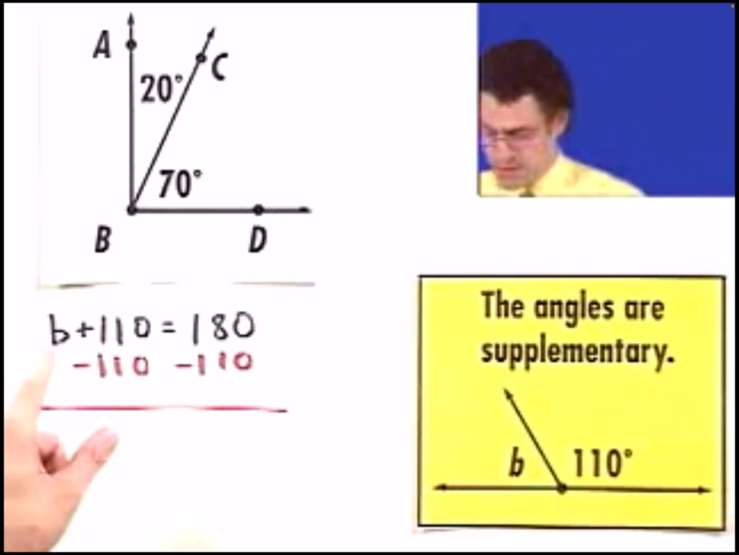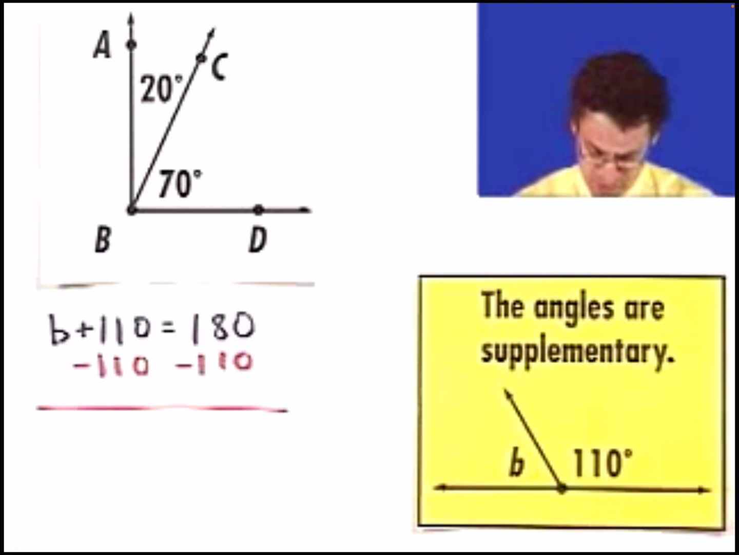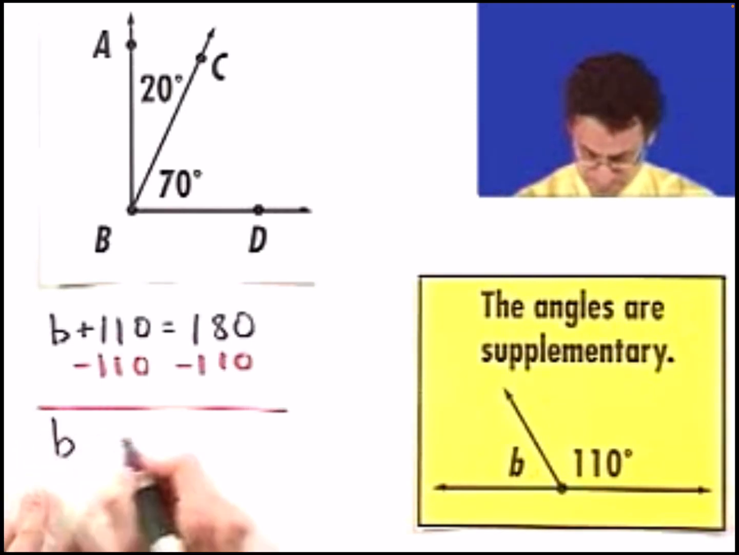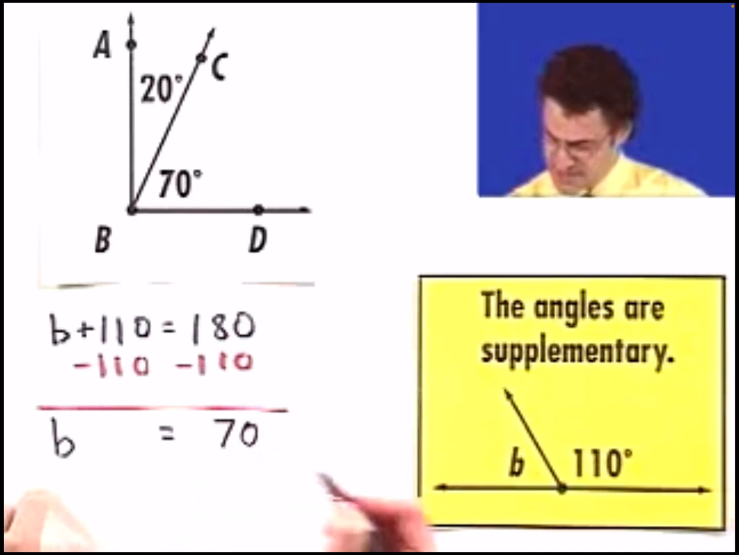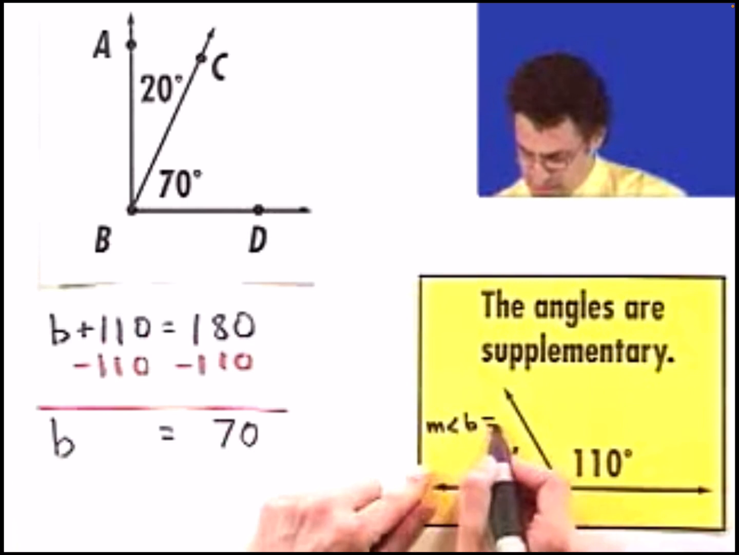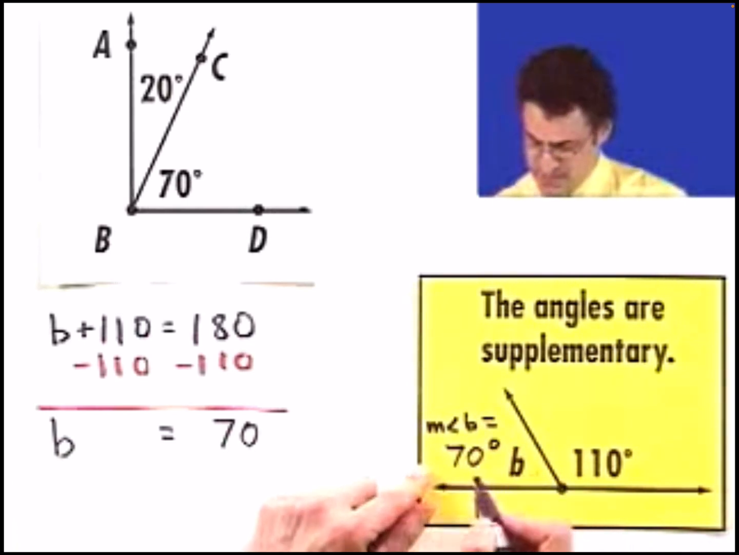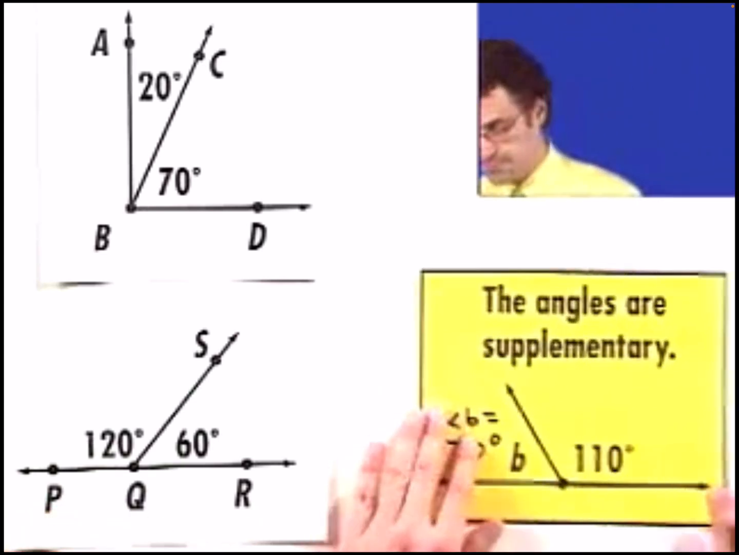And when I do that, I see B, and then 110 minus 110 is 0, so I just see B alone. And 180 minus 110 is 70. And so the measure of angle B equals 70 degrees. And we were able to figure that out because we were told that the angles are supplementary. Okay, how about these challenges?